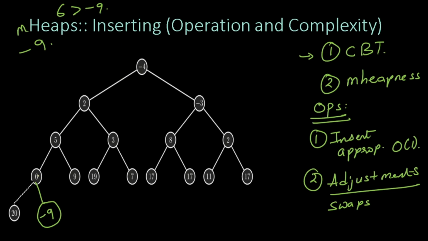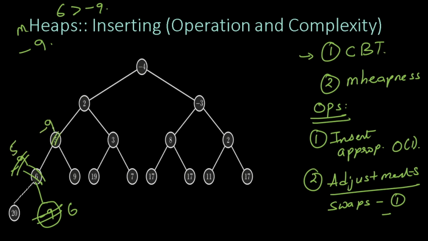So 6 is greater than -9. So let us perform an adjustment. Let us swap both of them. So -9 becomes 6 and 6 becomes -9. Is this a min heap? The whole structure is not a min heap, but this particular substructure is a min heap, but the whole thing is not. So let's perform more adjustments. So far we performed one swap. Let us perform one more swap. So -9 becomes 5 and 5 becomes -9.